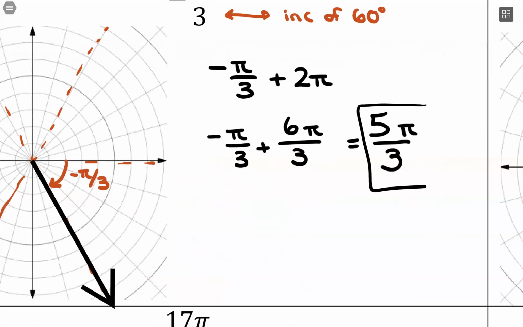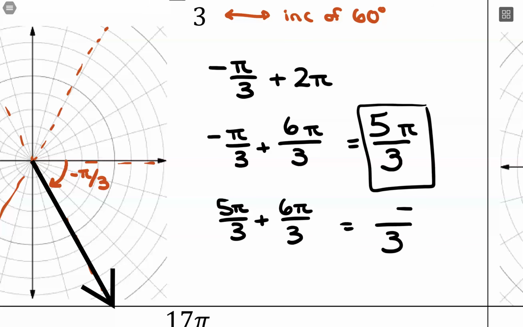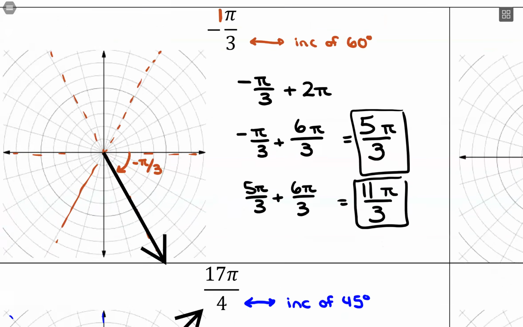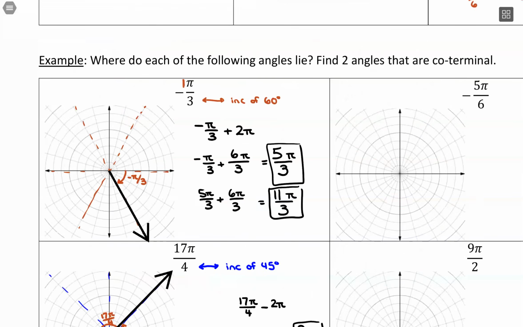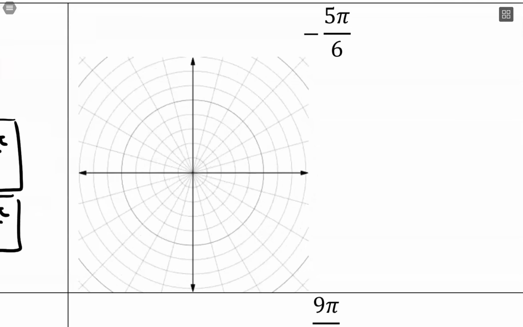Finding another one, we could add 2 pi again. So taking that 5 pi over 3 and add on another revolution to that. So denominator stays at 3. We keep pi in the numerator. 5 plus 6 is 11. And that would be another coterminal angle. All right, so graphing them comes down to those increments and just counting around in the correct direction. And the coterminal angles come down to adding or subtracting increments of 2 pi. Let's do 2 more here.